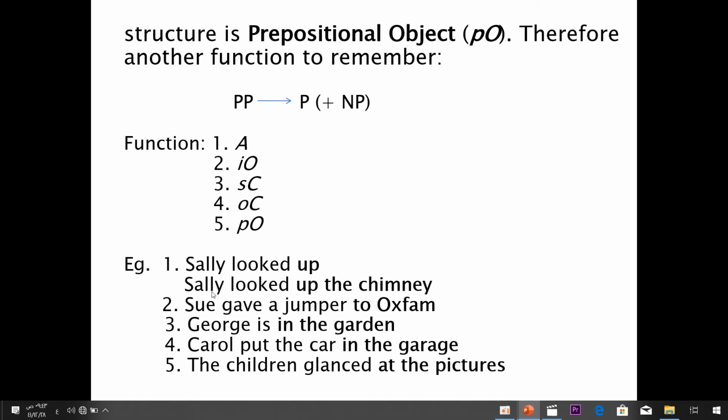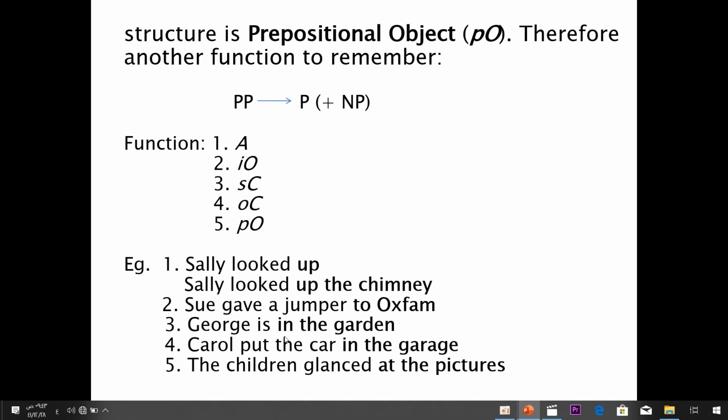George is in the garden. Carol put the car in the garage. The children glanced at the pictures. Sally looked up: that is an adverb. Sally looked up the chimney: that is a direct object. Sue gave a jumper to Oxfam: to Oxfam is indirect object. George is in the garden: that is a complement of subject. And at the pictures.